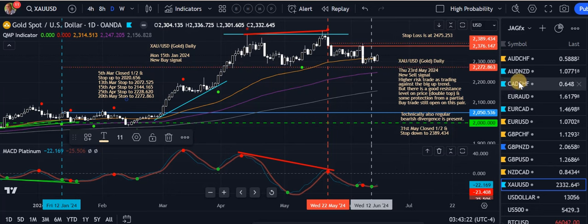All right, so that's it for the pairs we're looking at. Two new signals: a sell on the pound USD, a sell on New Zealand CAD, and the only other trade management was stopped out on that pound Swiss buy, but we're still in the sell from the 30th of May. So all good.